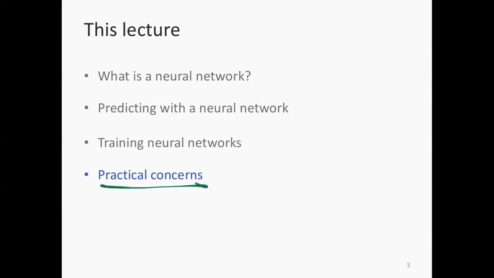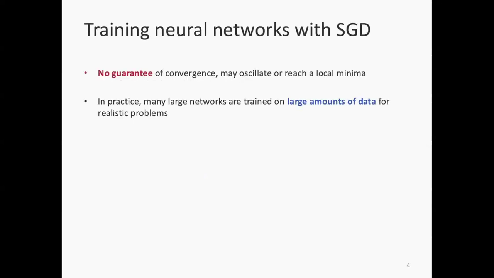So now let's talk about practical issues for training and building neural networks. The first point is what we just discussed. There is no guarantee of convergence. If your neural network architecture and your loss is unkind in a certain way, your parameters might end up oscillating without ever getting to some sort of a minimum. Or it might at best converge only to a local minimum.